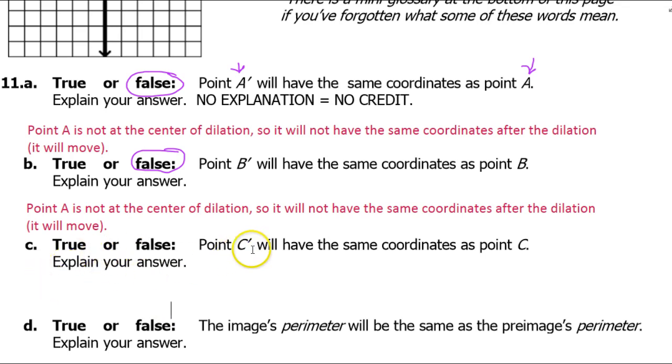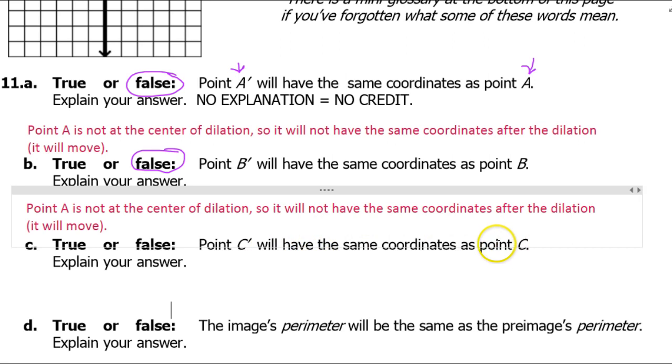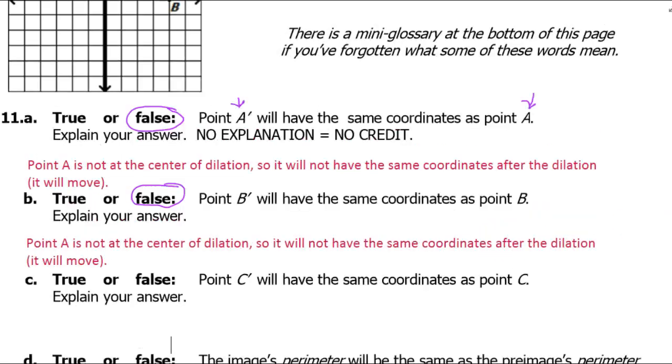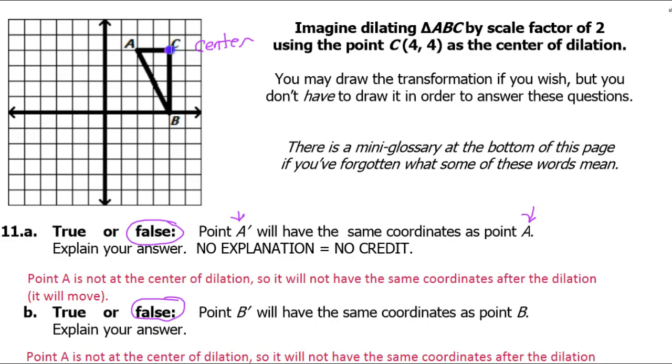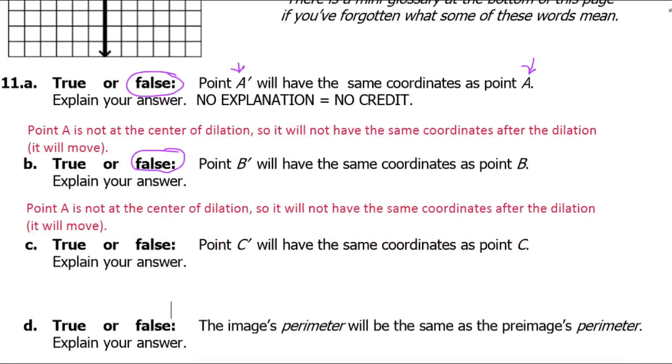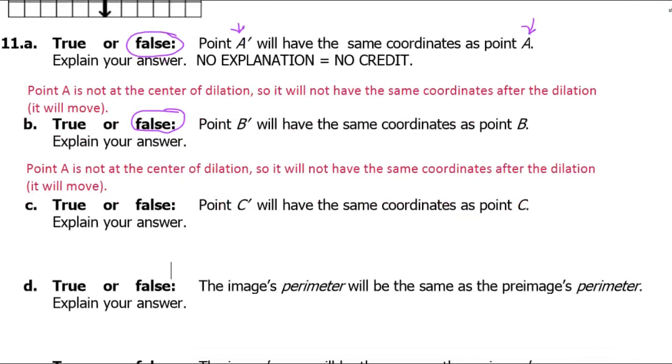Okay, true or false? Point C prime will have the same coordinates as point C. Explain your answer. Well, now we're talking. This one's going to be true. Point C is at the center of dilation, so it will not move when you do the dilation. Okay, so this one's going to be true.